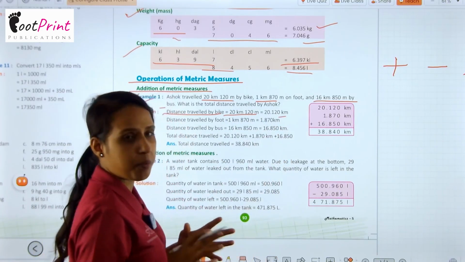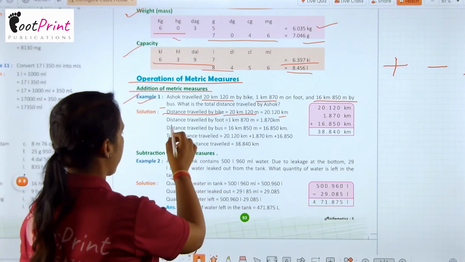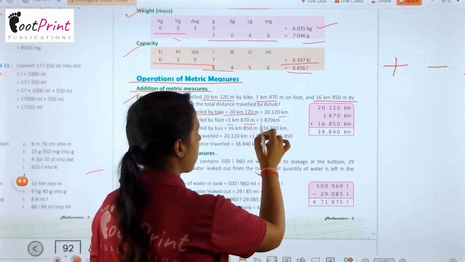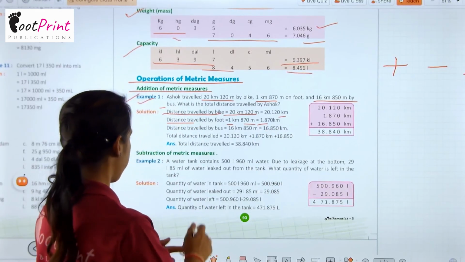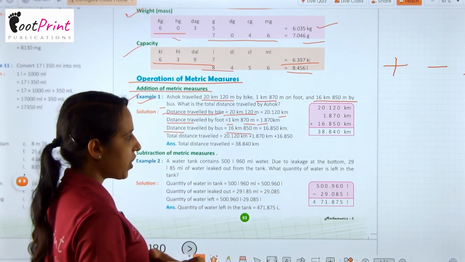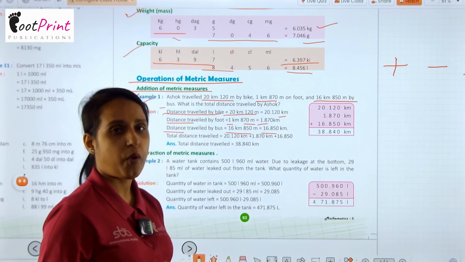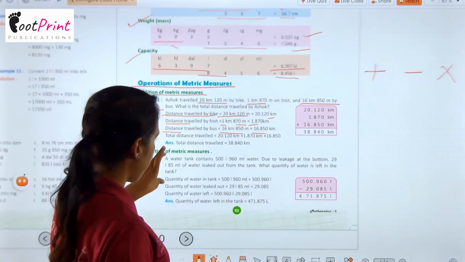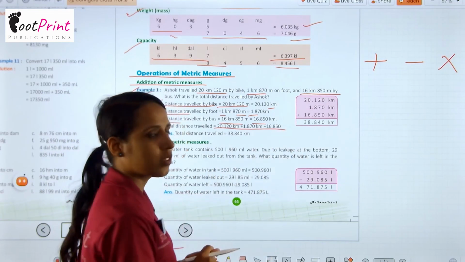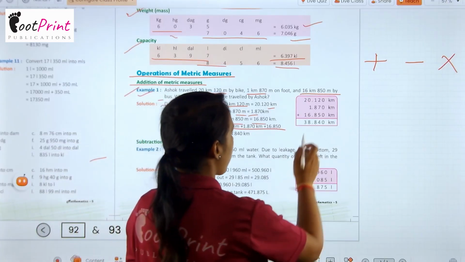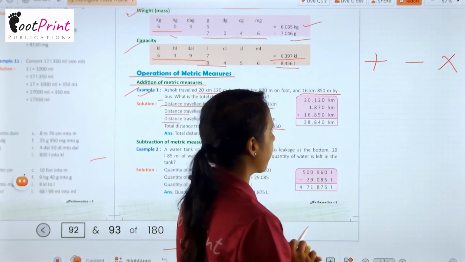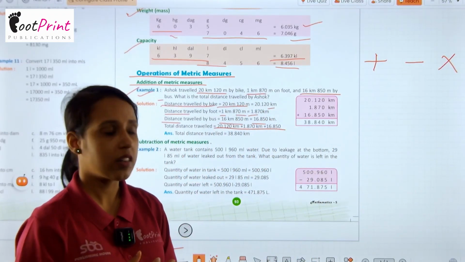as kilometer we can write 20.120 kilometer. And distance traveled by foot, we write 1 kilometer 870 meter as 1.870 kilometer. And distance traveled by bus, 16 kilometer 850 meter, we write it as 16.850 kilometer. Okay, now we have to find out the total distance. For that we add all the lengths here. So 20.120, 1.870 and 16.850.